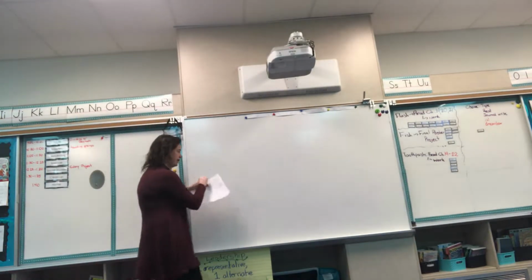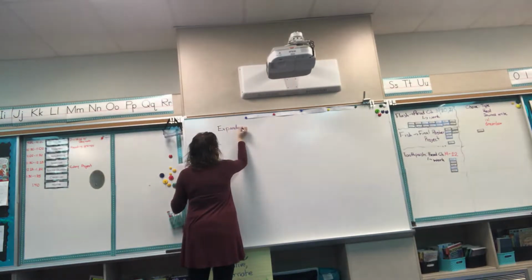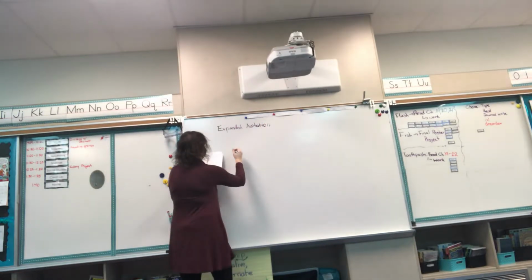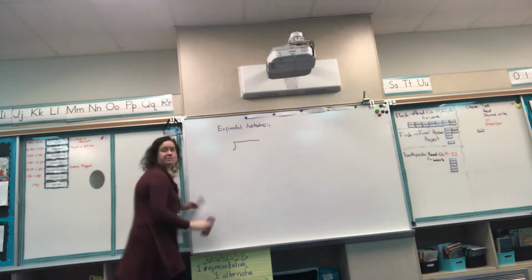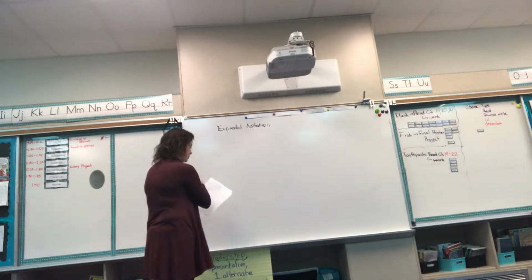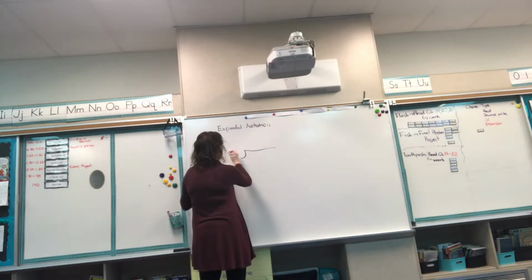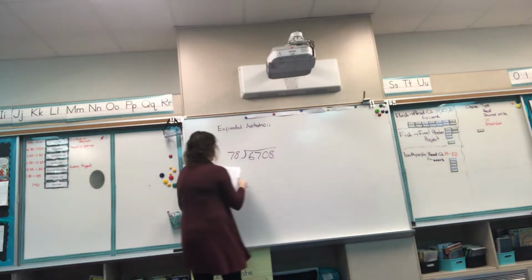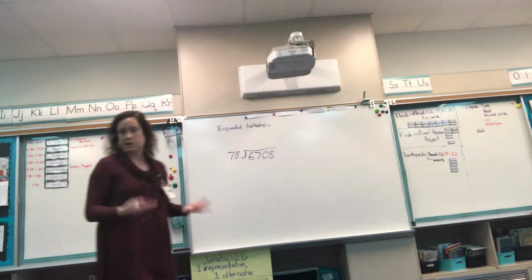Okay, so I'm going to go ahead and write the problem up. This is expanded notation. One thing with expanded notation, you need to make sure you have a lot of space in the quotient area, so the top part of your problem. Okay, 78, 6,708. So I want to start here by thinking just like I started the other problems.